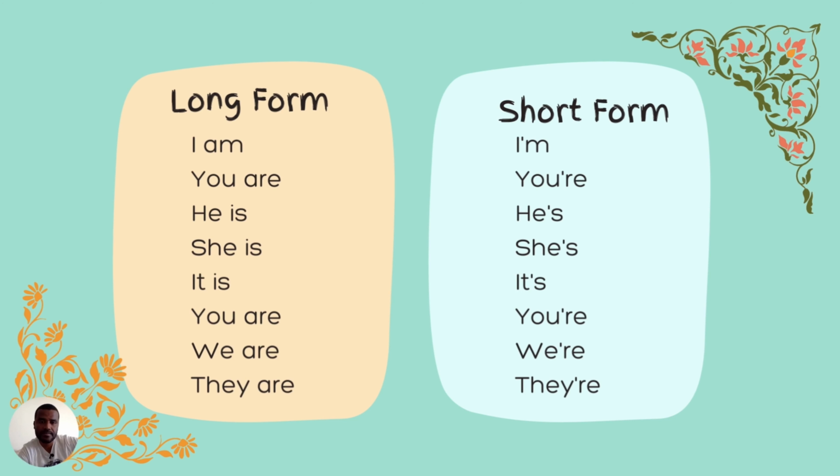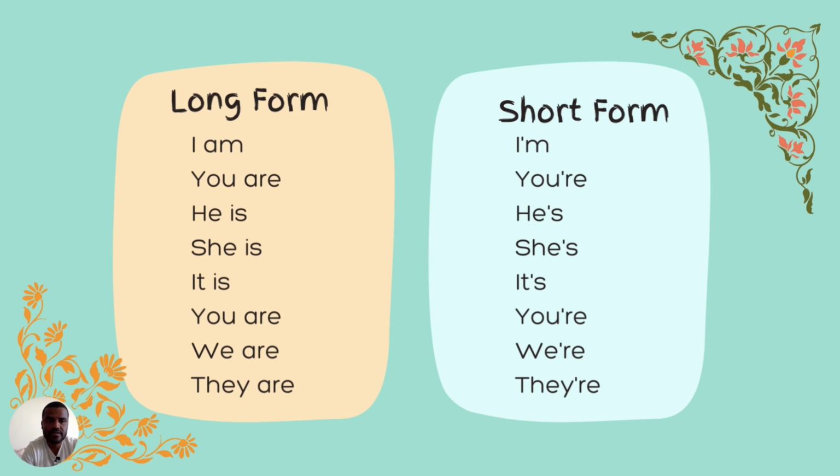In short form, you can say I'm, you're, he's, she's, it's, you're, we're, they're. Okay, you can say I'm, you're, he's, she's, it's. Okay, you're, we're, and they're. Right? Okay, so we move to some examples.